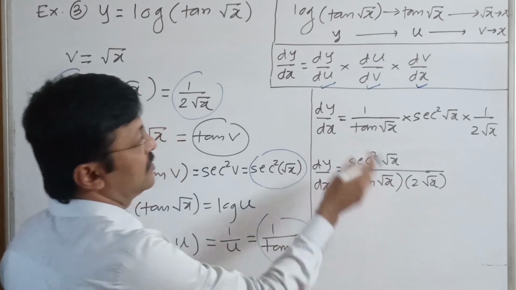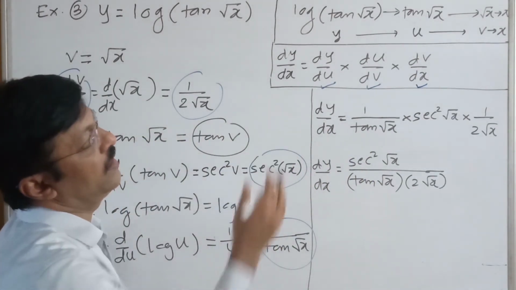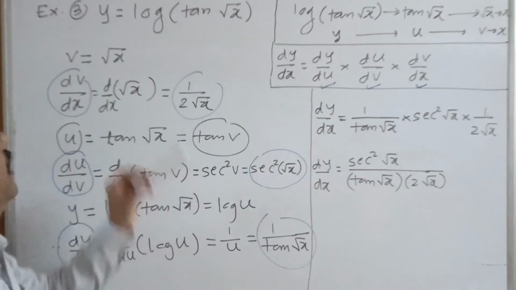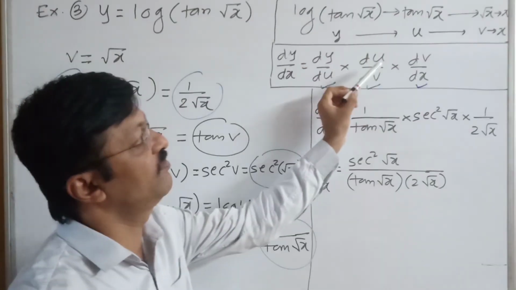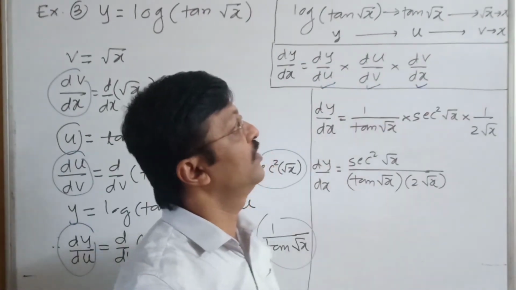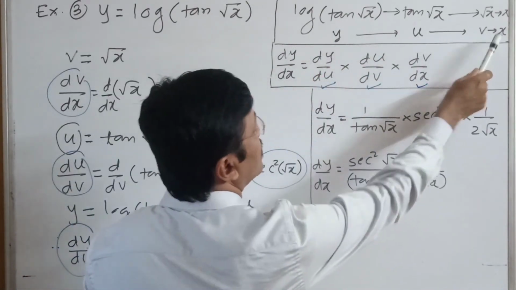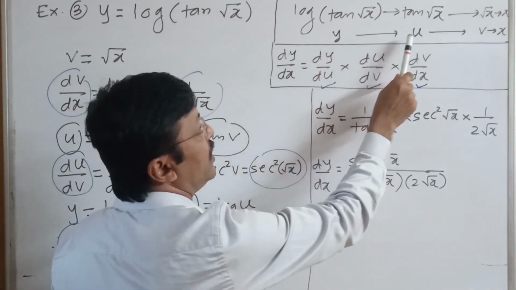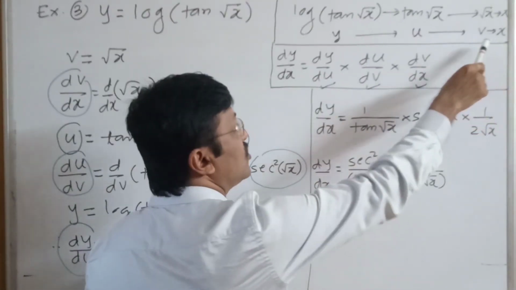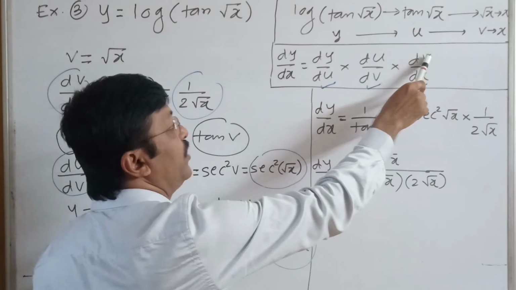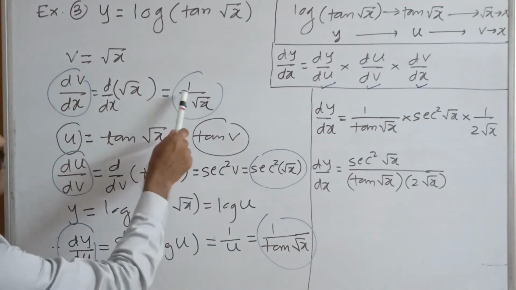See the whole example. This was a 3-link chain. We had log of tan root x, which is a function of tan root x. Tan root x is a function of root x, and then root x is a function of x. So we wanted to find out dy by dx. It can be found as dy by du into du by dv into dv by dx. So you begin with dv by dx. For that you have to take v. So v was taken as root x, and then it was differentiated to find dv by dx.